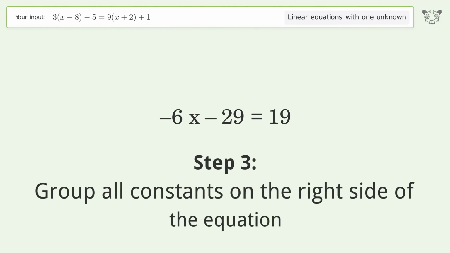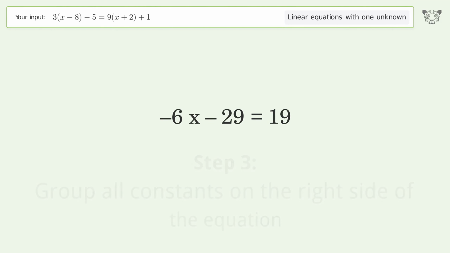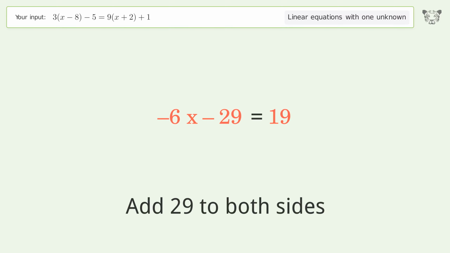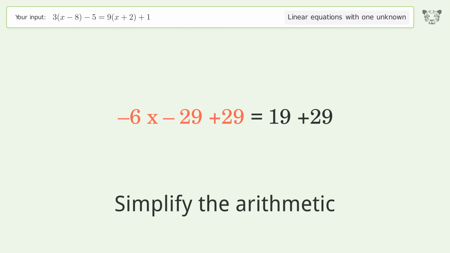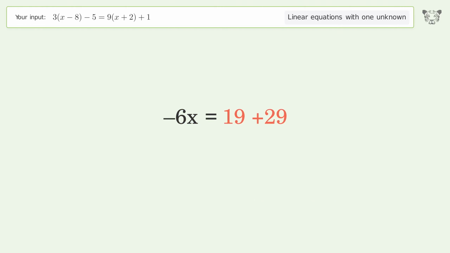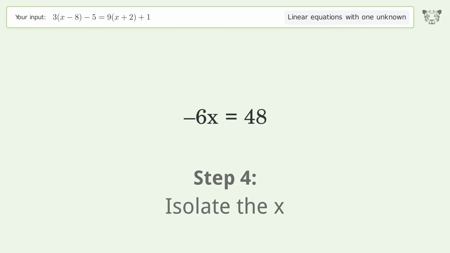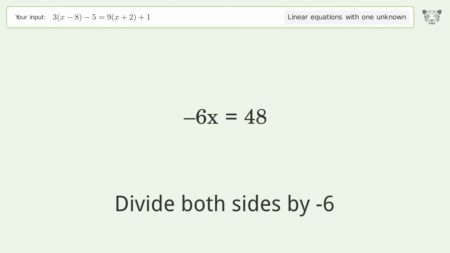Group all constants on the right side of the equation. Add 29 to both sides. Simplify the arithmetic. Isolate the x. Divide both sides by -6.